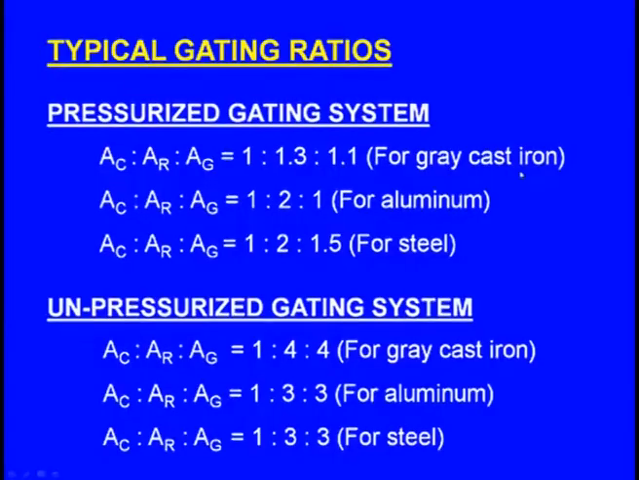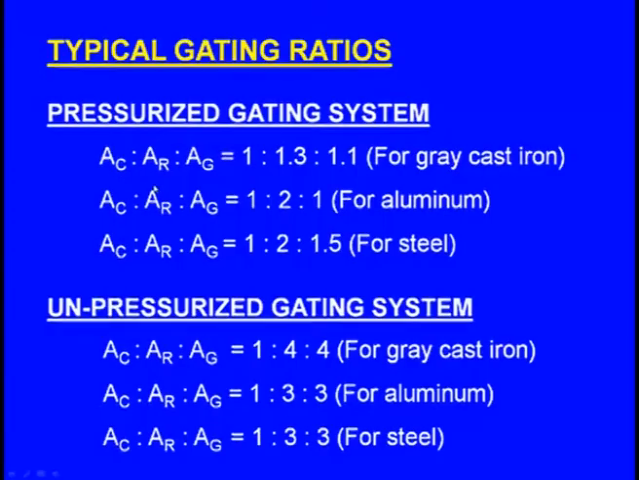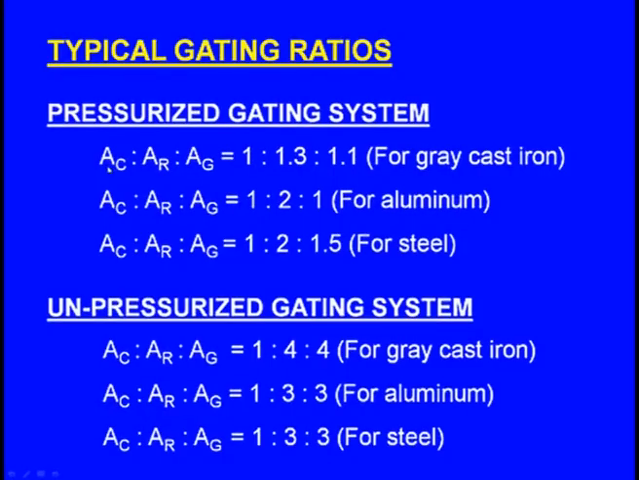Again, different gating ratios have been recommended for different casting alloys. Now, for gray cast iron, this is the gating system under the pressurized gating system. Now, here we can see under pressurized gating system for gray cast iron, AC : AR : AG is equal to 1:1.3:1.1. What does it mean? This 1 corresponds to choke area, 1.3 corresponds to runner cross sectional area, and 1.1 corresponds to the total cross sectional area of all the ingates.